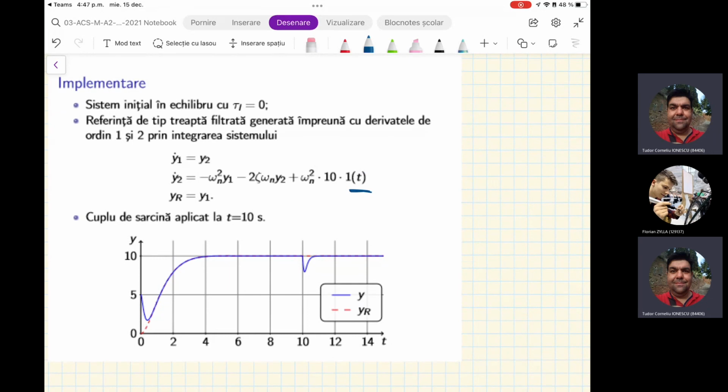Okay, so this is pretty much the idea of feedback linearization. The next time we are going to look at other slides and other explanations of feedback linearization.